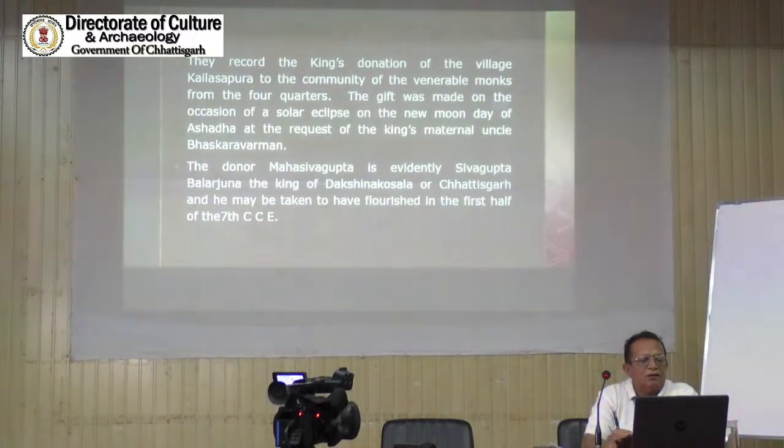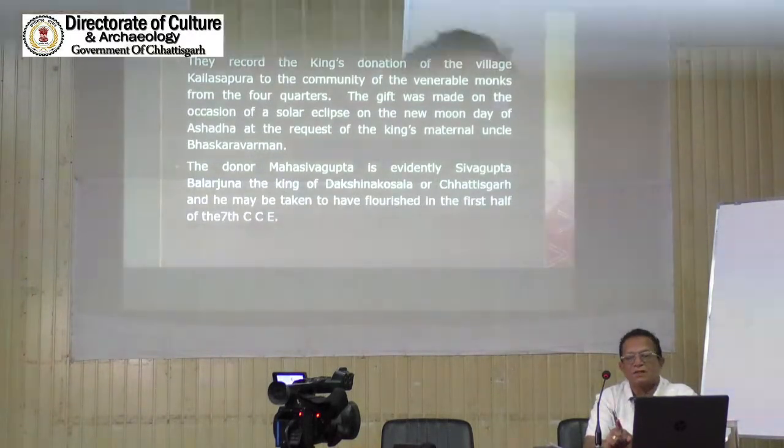So here, the king's donation of the village Kailasapura to the community of the venerable monks. Monks here are supposed to be Buddhist monks. The gift was made on the occasion of a solar eclipse, in Ashada, at the request of the king's maternal uncle Bhaskaravarman. The donor Mahashivagupta is evidently Shivagupta Balarjuna, whom we get in other records. Of Dakshina Kosala, Chhattisgarh, he is taken to have flourished in the first half of the 7th century CE. That's what the scholars have derived.